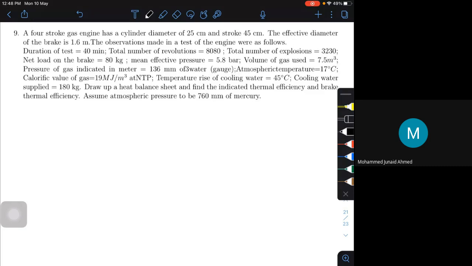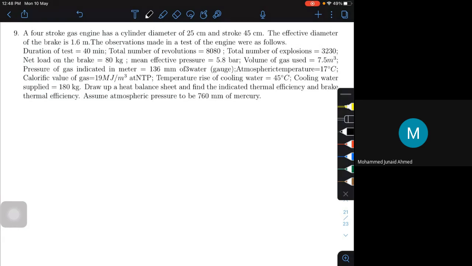Then net load on the brake is 80 kg. They have directly given the net load, not the load added by a spring. Mean effective pressure is 5.8 bar. Then volume of the gas used. This being a gas engine, the volume of gas used is given as 7.5 meter cube, so 7.5 meter cube divided by 40 gives meter cube per minute.